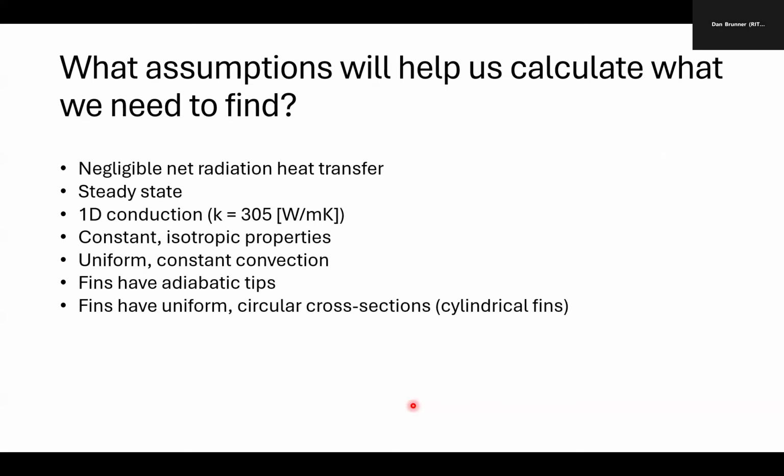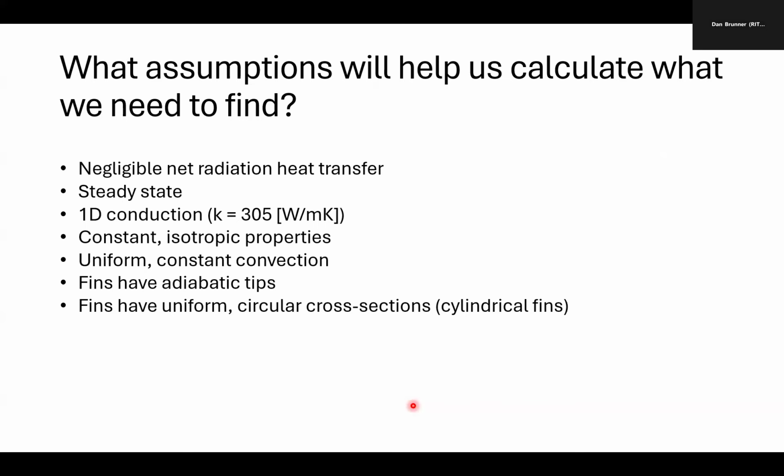We're going to assume that we have uniform and constant convection over the surface of the computer chip silicon carbide layer, or the fin surfaces themselves. These last two assumptions are probably the most consequential for when we're solving this problem. We're going to assume that the fins have adiabatic tips and that the fins themselves have uniform circular cross sections. So basically, they're just cylindrical fins.